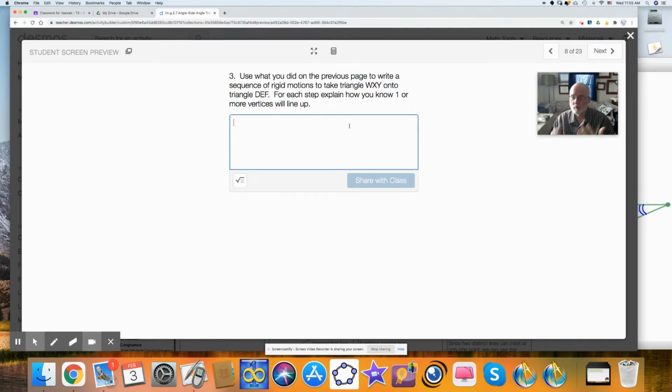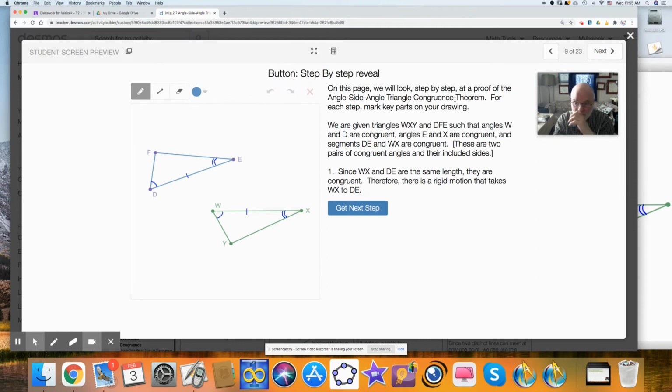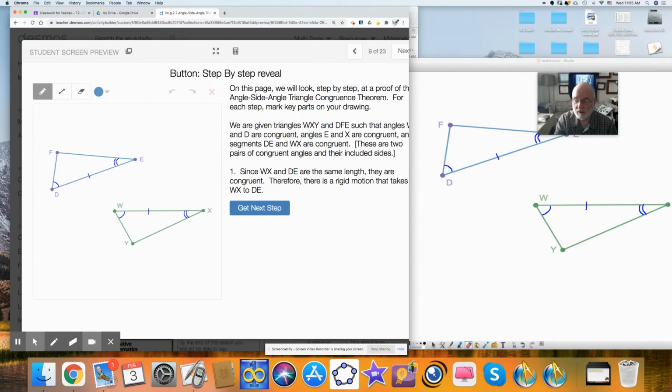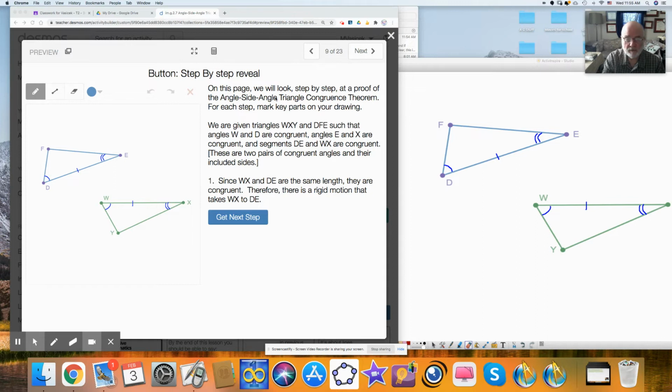Well, this is an informal proof. Next, we're going to do a formal proof. This is a formal proof. On this page, we're going to look step by step, and you're supposed to mark your drawing. I'm going to move my thing over here so I can show you what this would look like for me. So here we have step by step as a proof.